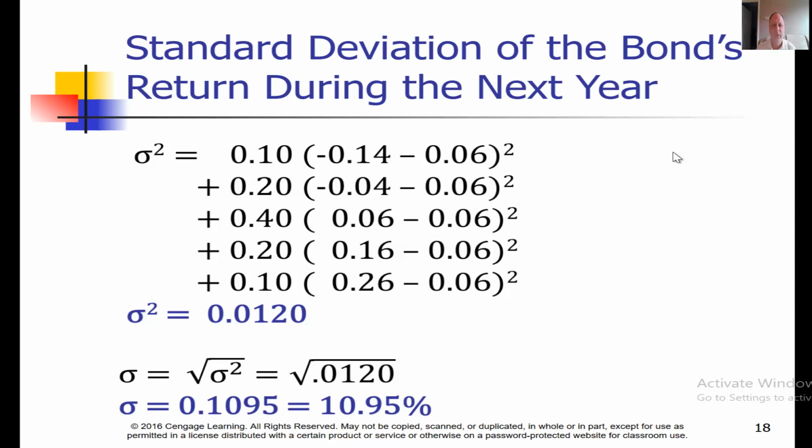For our example of the T-bond, we have all of our expected rates of return of 6% here, but each individual rate of return varies from minus 14% to minus 4% up to 26%. We have each of these probabilities, so we take the difference, square it to get rid of all the negatives, multiply by the probability of each one, sum them up, and we get a variance of 0.012. The standard deviation is the square root of that variance, or 10.95%.